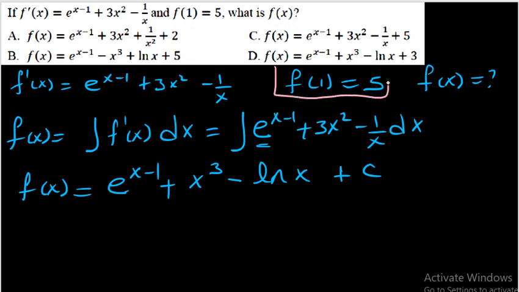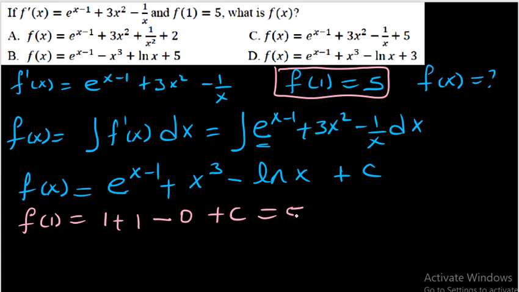f(1) is equal to 5, it says. That means I insert 1 in place of every x. So it will be 1 minus 1, which is 0. That means e^0 is 1, plus 1 cubed is again 1, minus ln 1 is 0, plus c, which is equal to 5. f(1) is equal to 5, it's given to us here. So I replace x with 1 everywhere, and then make it equal to 5. So 1 plus 1 is 2. 2 plus c is equal to 5, so c is equal to 3.